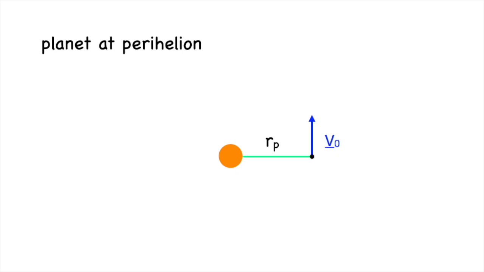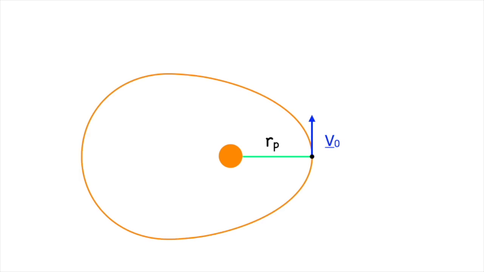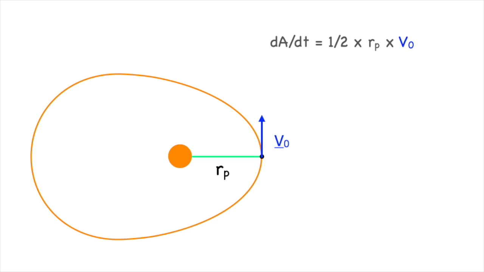The situation when the planet is at perihelion is much as it was before, except remember that V0 now is greater than V reference by 10%. However, we suspect that the orbit is no longer a circle, and so to avoid biasing ourselves by supplying the correct answer, let's imagine once more that the orbit is now an ovoid. As before, dA divided by dt equals 1/2 times Rp times V0.